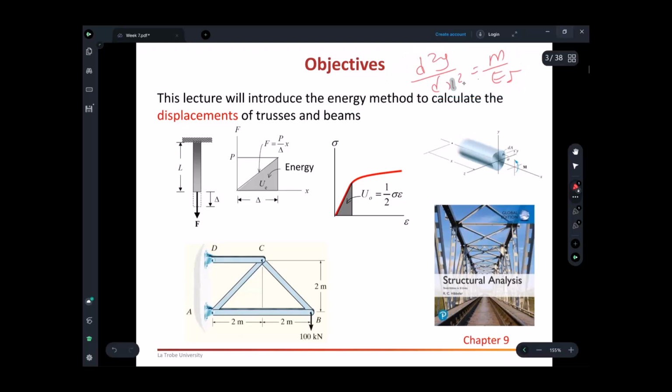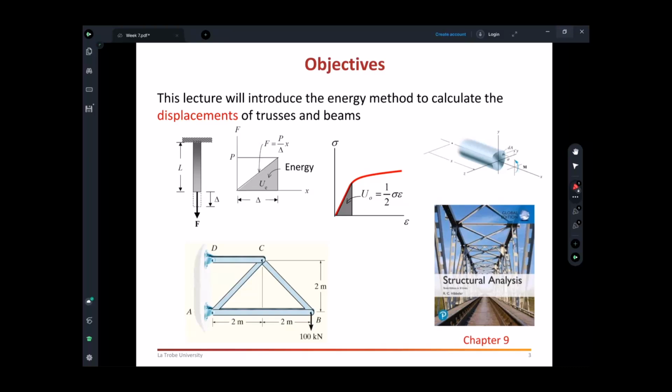This week we're not talking about bending moment diagrams, shear force diagrams, or support reactions, but we are just going to calculate the deflections here. We are interested in deflections. And what is the importance of deflections? Where do we use deflections?